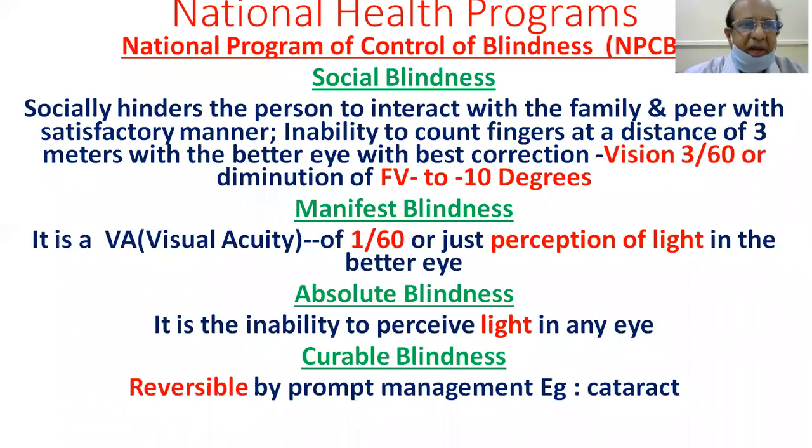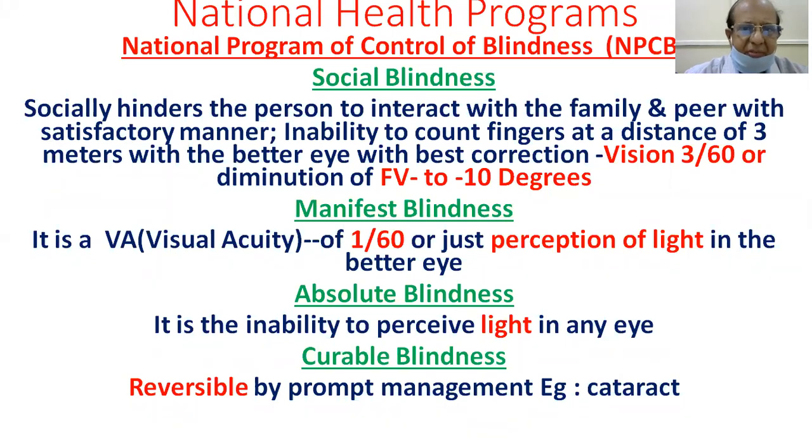Coming to social blindness. It socially hinders the person to interact with the family and peers in a satisfactory manner. So with his friends and family, he cannot interact. Also, there is an inability to count fingers at a distance of 3 meters with the better eye, with best correction, vision 3 by 60, or diminution of field of vision to 10 degrees. So that is called social blindness. Normal is 6 by 60, whereas social blindness is 3 by 60.